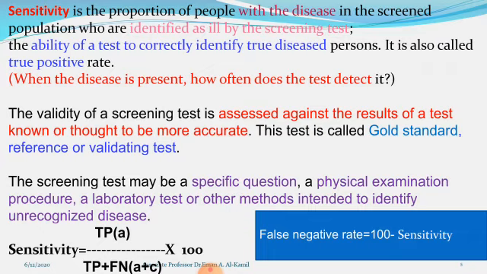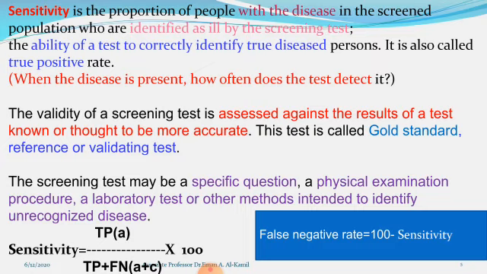The validity of a screening test is assessed against the result, as we mentioned, of a test which is more accurate, and is called the gold standard test, or reference test, or validating test. The screening test may be a specific question, or a physical examination, or a procedure, or a laboratory test, or other methods intended to identify and recognize disease. So the screening test is not necessarily a laboratory test, but it may be a physical examination, as we mentioned in the previous lecture.